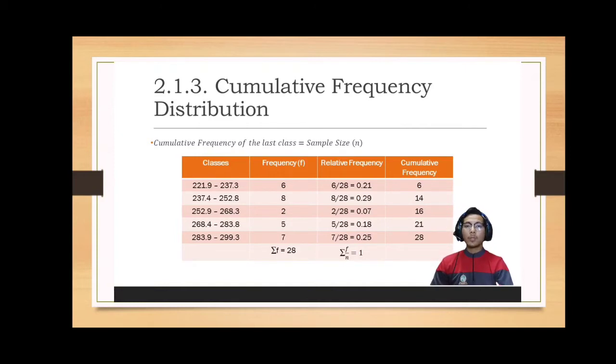The step that we need to do to get the value of cumulative frequency is to add the value of frequency for the first class with the second class. For example, the frequency for the first class is 6. If we add the frequency of the second class, we will get 14. So we need to continue the step until we get the final value equal to the sample size.